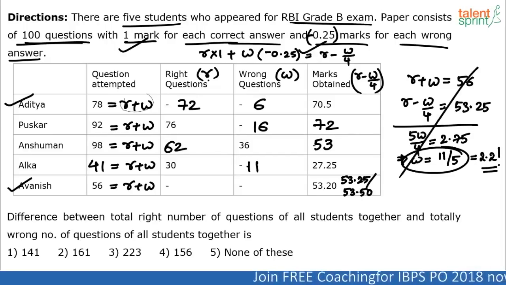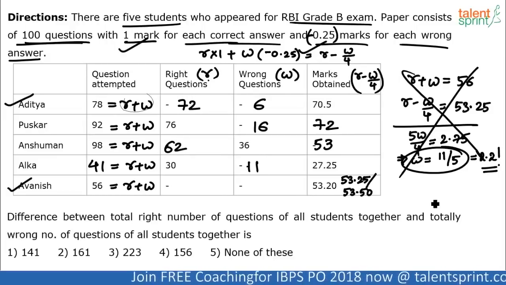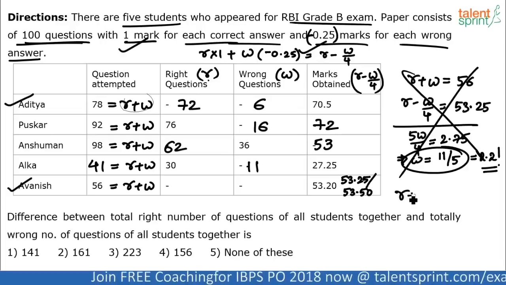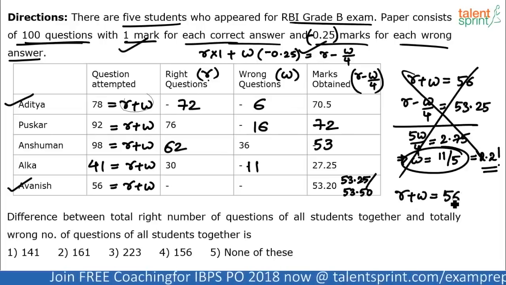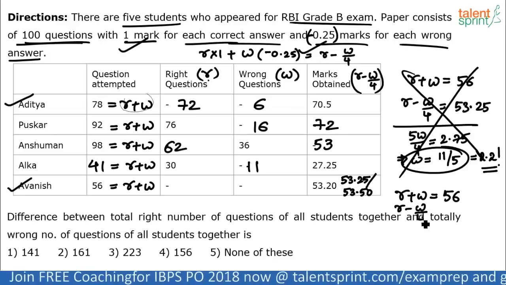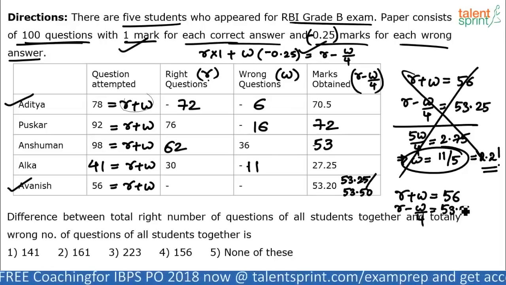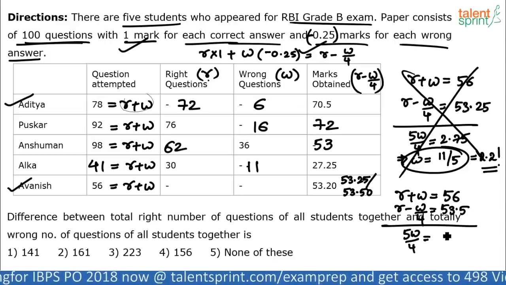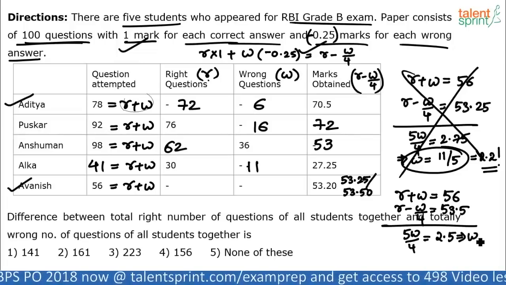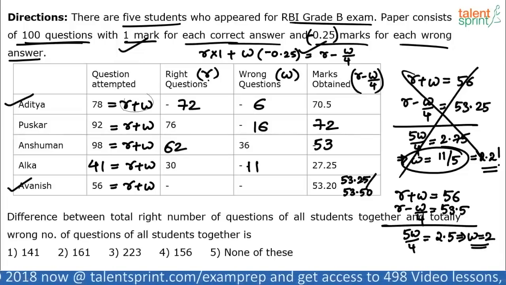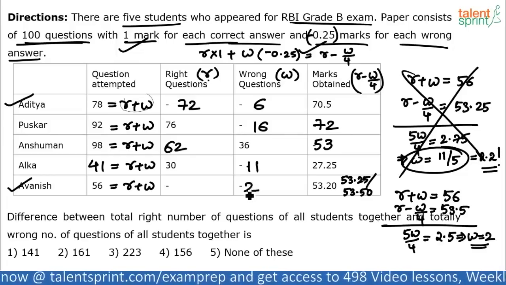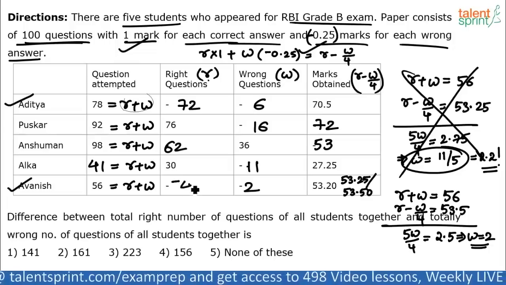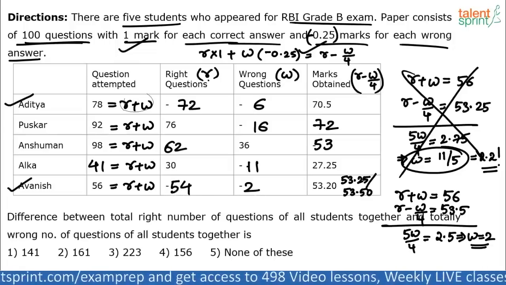Let us now check for 53.5. I'm sure that should satisfy. So let me try for 53.5. Now what happens? R plus W is 56 and R minus W by 4 equals 53.5. So solving in a similar fashion will give us 5W by 4 equals 2.5. So W equals 2. 2.5 times 4 is 10. 10 by 5 is 2. So number of wrong answers are 2. If number of wrong answers are 2, number of right answers have to be 54 because total is 56. So 54 plus 2, 56.